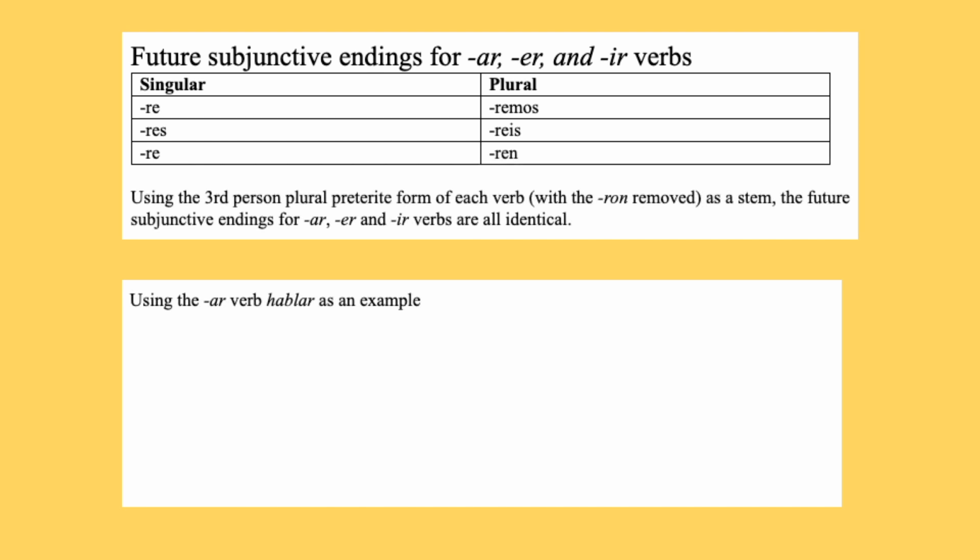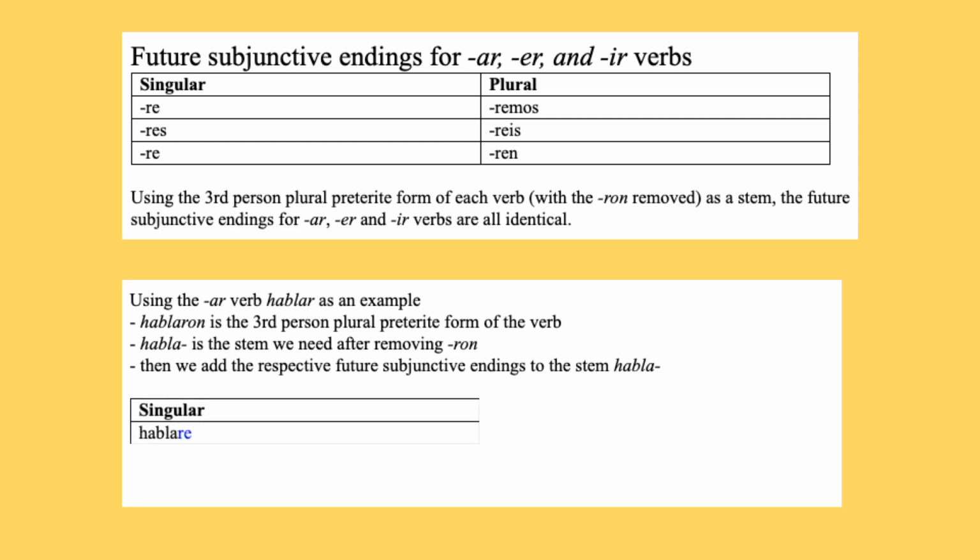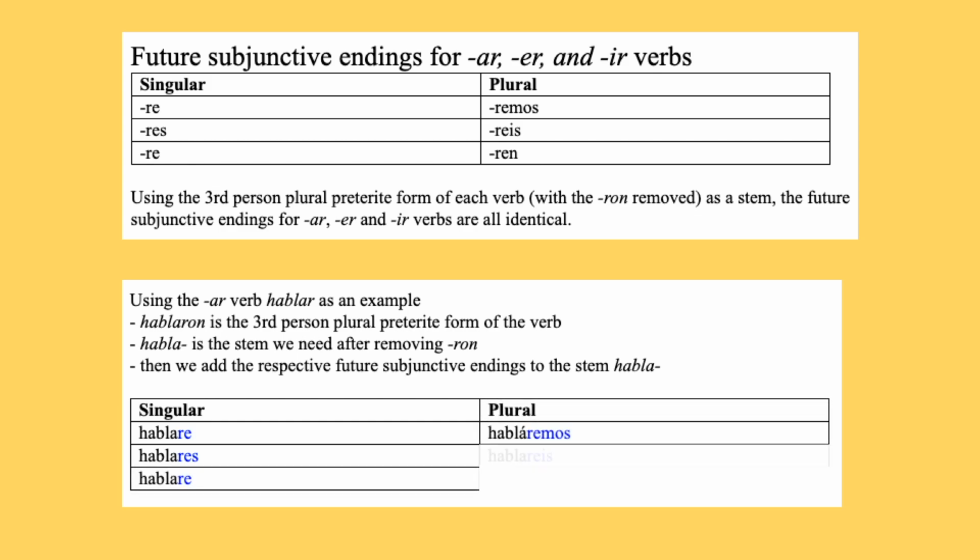Using the AR verb hablar, hablaron is the third person plural preterite form. We remove the -ron to obtain the stem habla, and then to this stem we add the future subjunctive endings. Hablare, hablares, hablare, hablaremos, hablareis, hablaren.